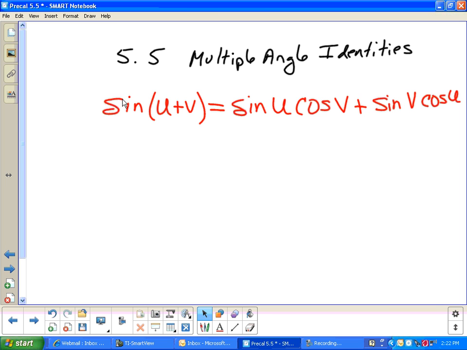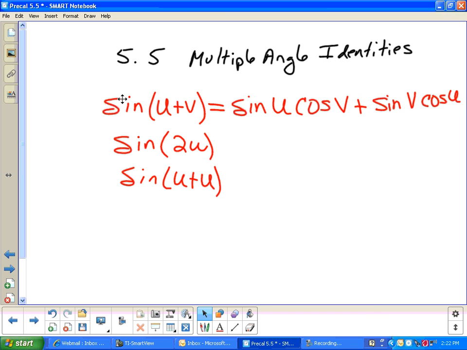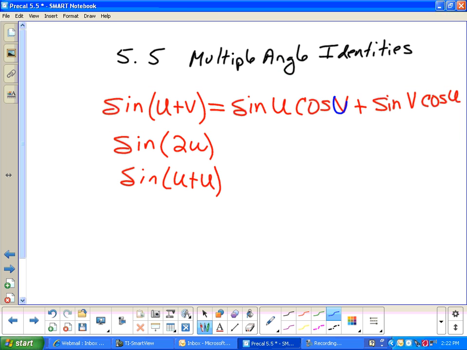So what we're dealing with is, what do you have if you've got sine of 2 times u, which can be written as sine of u plus u. And you're going to find that the formula simplifies a little bit, and it's going to be useful when we get to calculus. Because the same formula applies, but all of the v's turn into u's. The v's gone. It's now u plus u instead of u plus v. So instead of a v, we've got a u everywhere.